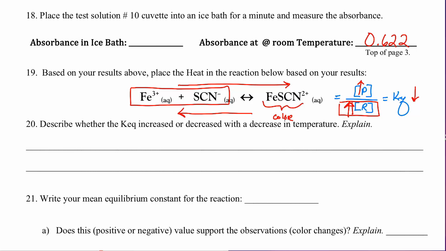So that's what we're doing here, and so let's get back to the spectrophotometer, and I'm going to put in my test solution number 10, and we're going to now see what happens to that absorbance when I put that into the spectrophotometer, and be able to understand if the forward reaction is exothermic or endothermic and what's happening to the equilibrium constant there. So let's do that.